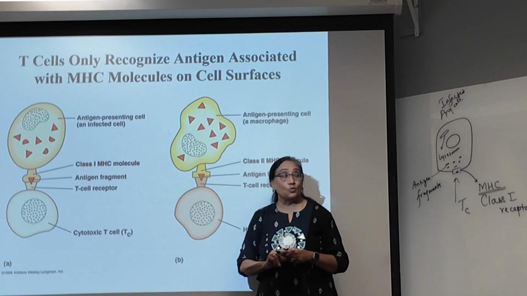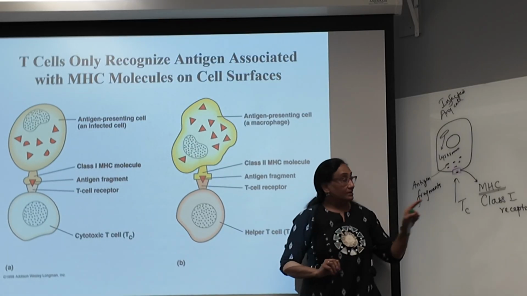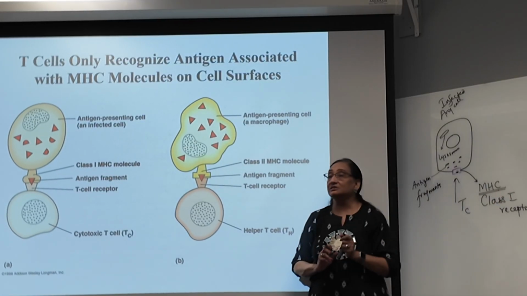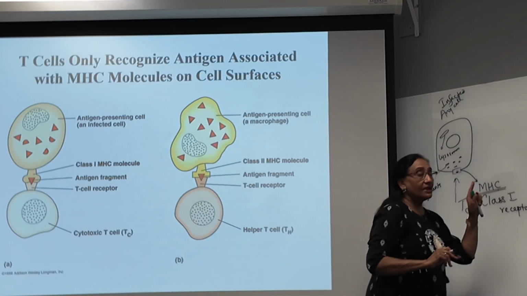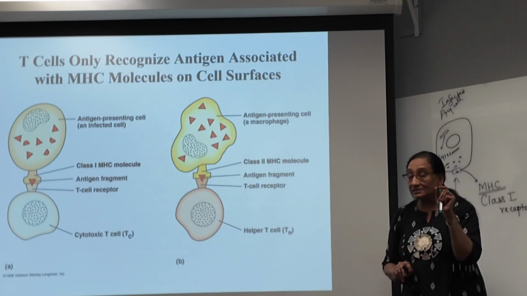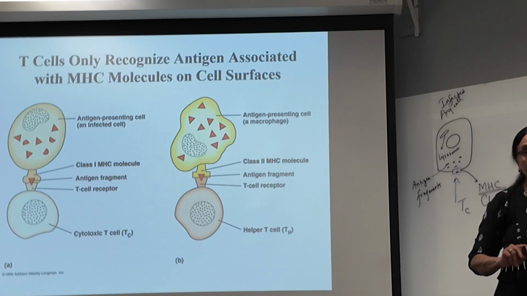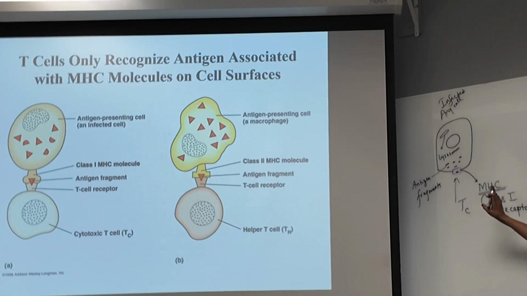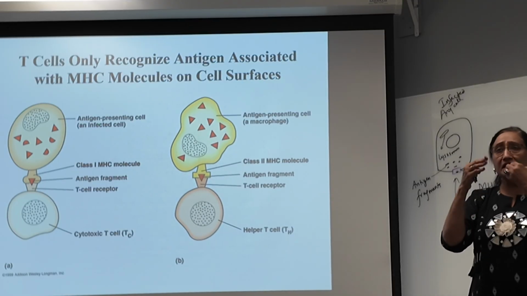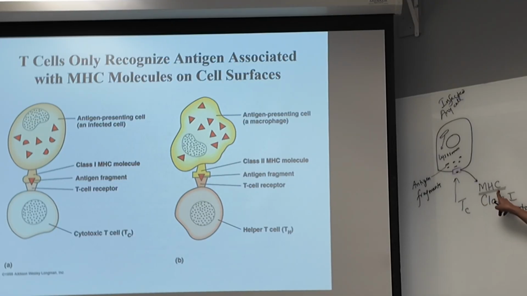Now, what is this MHC? This is a very unique class of receptors. No two individuals have the same MHC receptors except identical twins. None of us will have the same. It'll be different. Some of it will match, but never the same. Only identical twins will have the same MHC receptor.